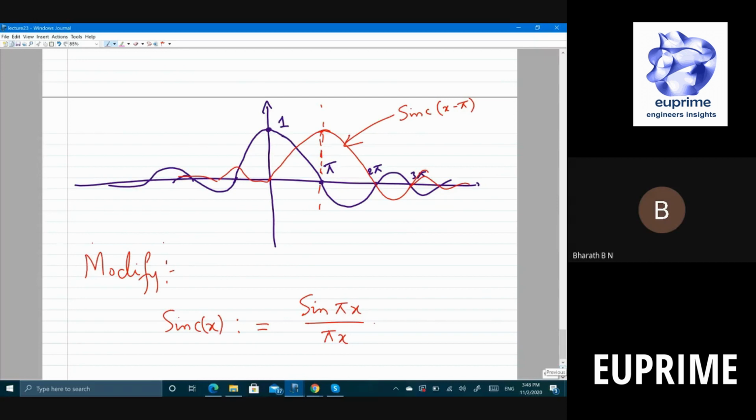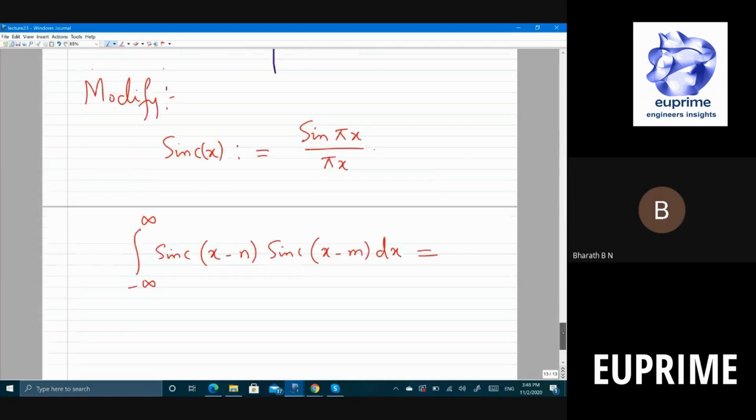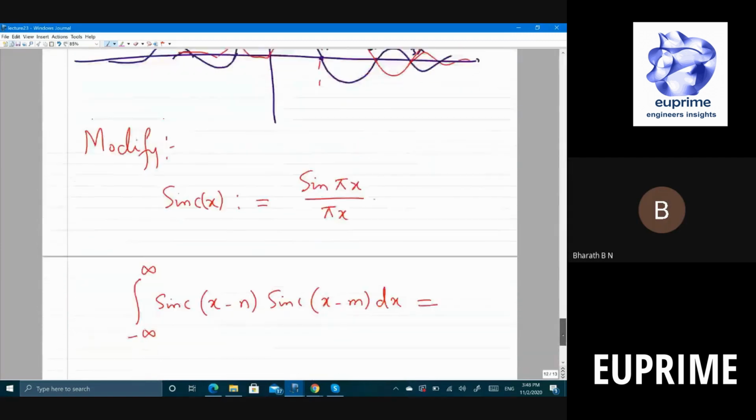Now what should be the delay? Earlier you had sinc of x minus pi, now you should have sinc of x minus 1, x minus 2, x minus 3, and so on, because you have pi into x minus 1, which is pi x minus pi, right? Is that okay? Now what can you say about the integral from minus infinity to infinity of sinc of x minus n and sinc of x minus m dx? Can you intuitively see what's happening here?